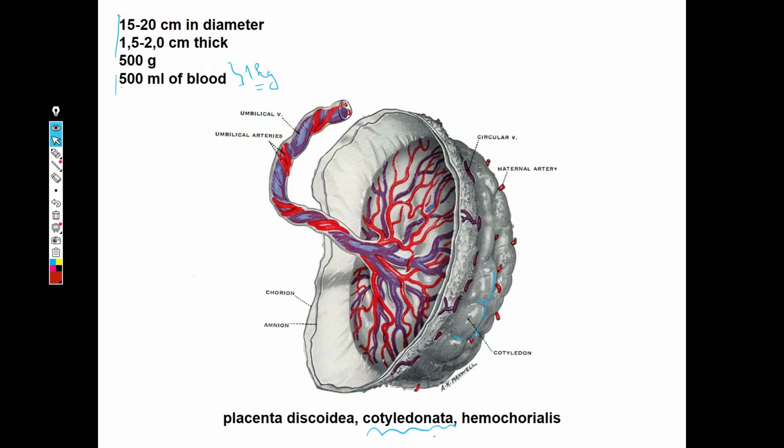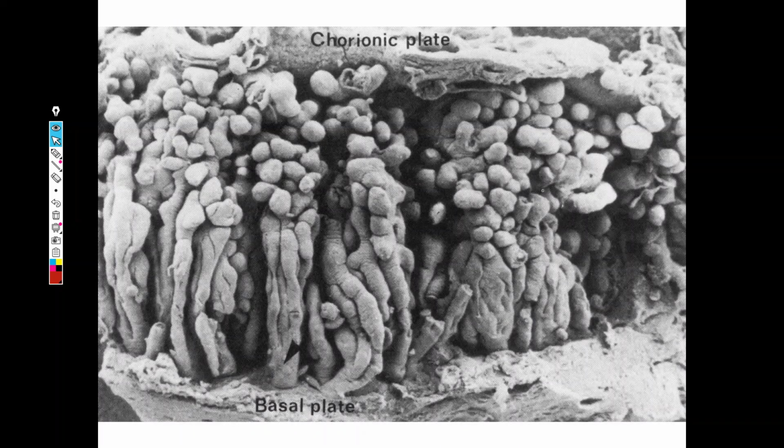And it's also hemocorionic, hemochorialis, and this means that the mother's blood directly washes the chorion. Remember the intervillous space? It's in contact. The mother's blood is in contact with the chorion. So the immunocompetence and the immunotolerance need to be developed very well.